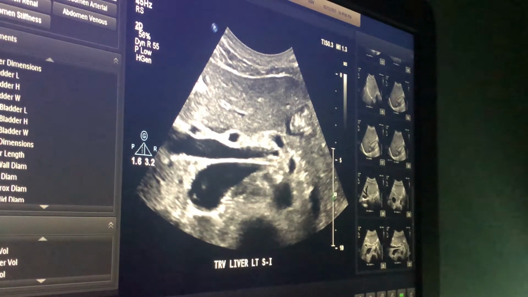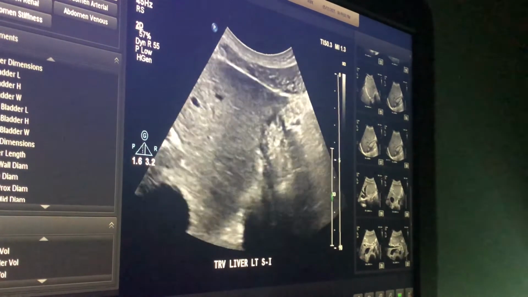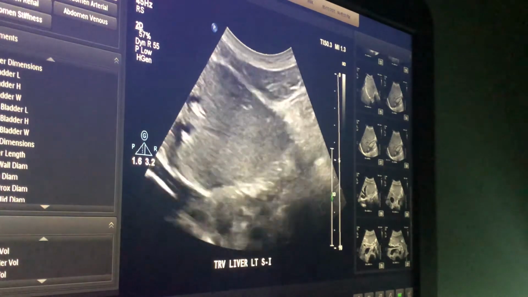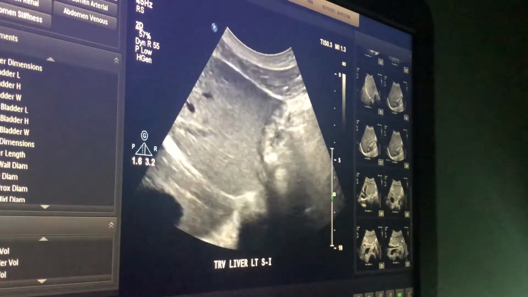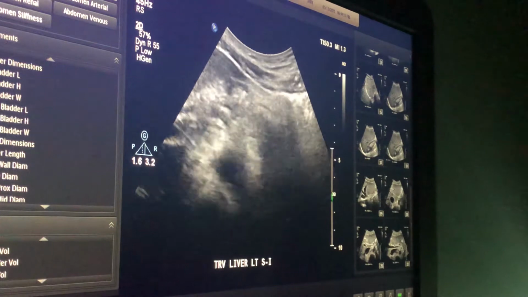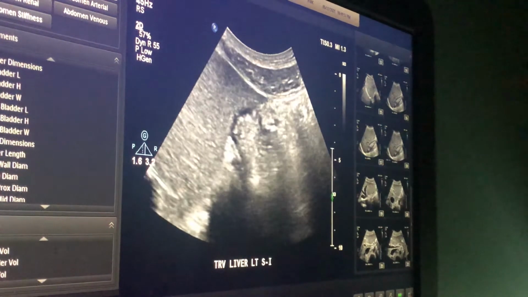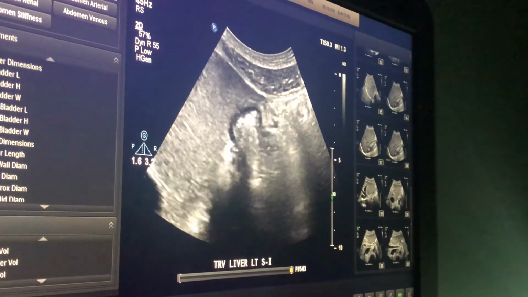Next, I'm going to look at that lateral edge here, like I did before with the left tip. I'm going to sweep through it to make sure I don't see anything pedunculated off of it. It looks good, so I'll take that image right through there.